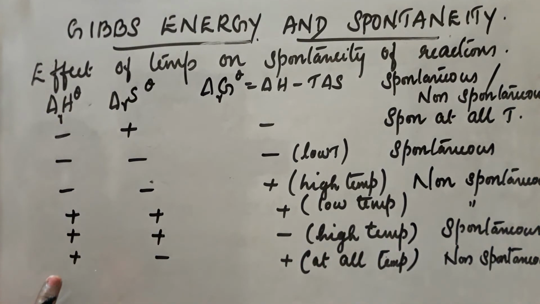Next, if delta H is positive and delta S is negative, in that case, at all temperatures delta G will be positive, so the process is non-spontaneous. These are the effects of temperature on spontaneity of reactions. From this, we can conclude that Gibbs energy is an important parameter to determine the spontaneity of different processes.